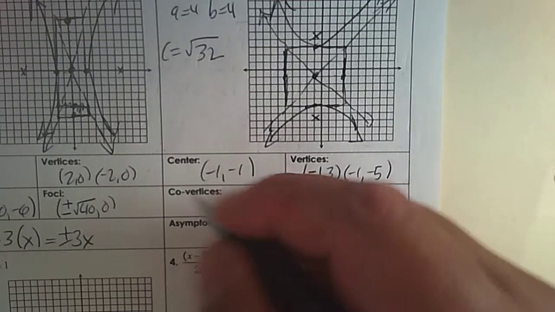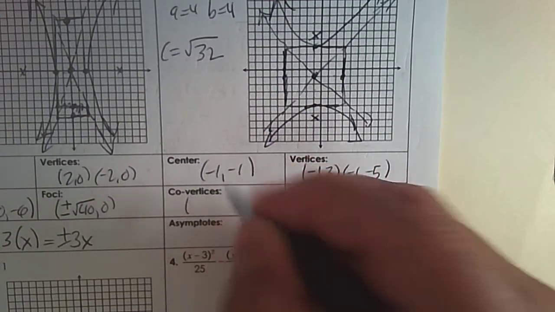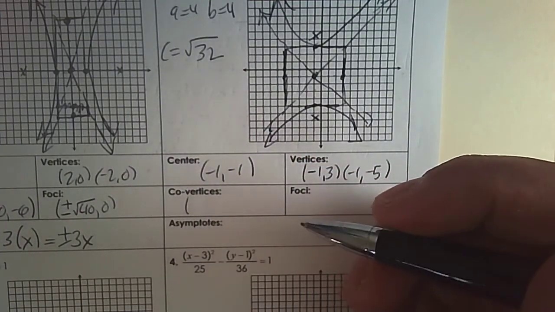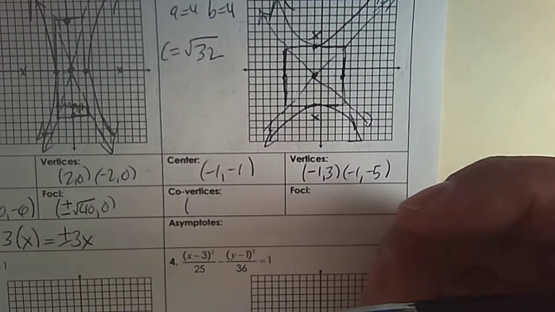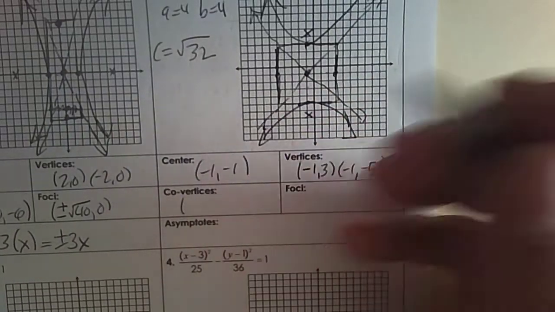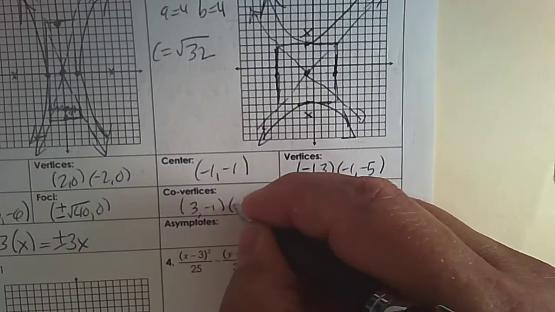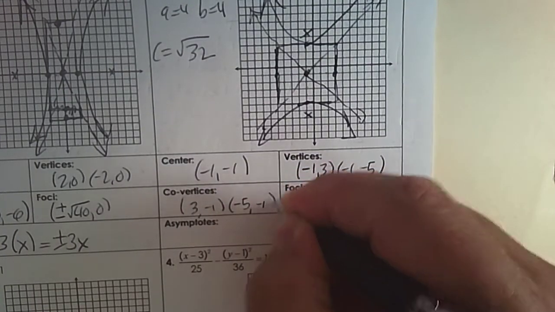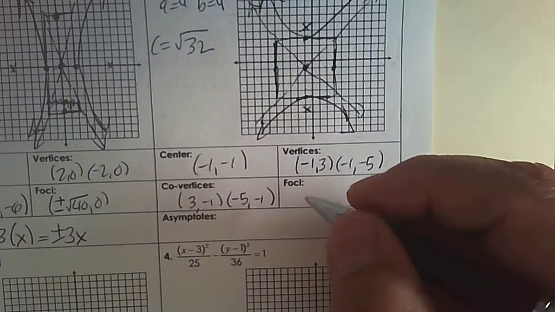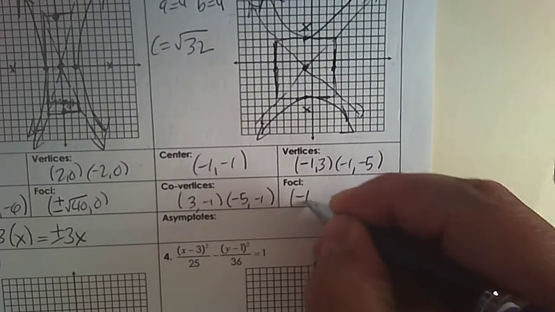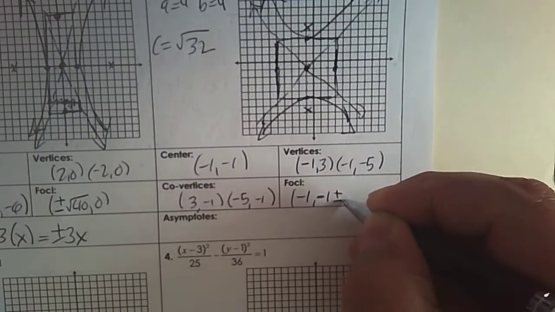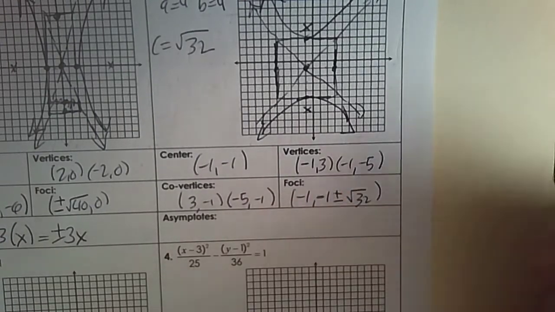For the minor ones, we also added, but we did that to the x coordinate. So same thing, but to the x coordinate. So that would be positive 3, negative 1, and it would be negative 5, negative 1. The foci affected the y coordinate, so it's negative 1, plus or minus the square root of 32.